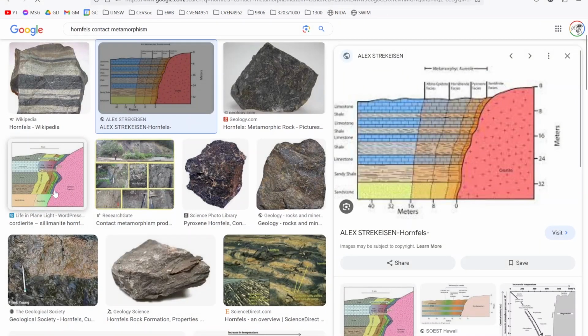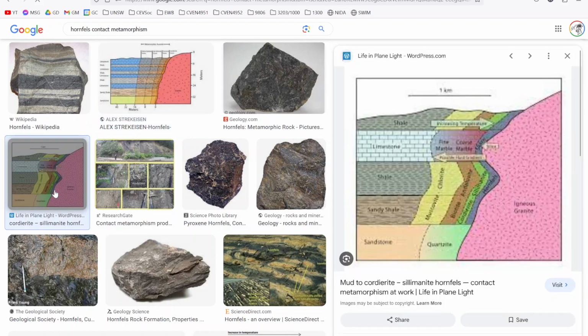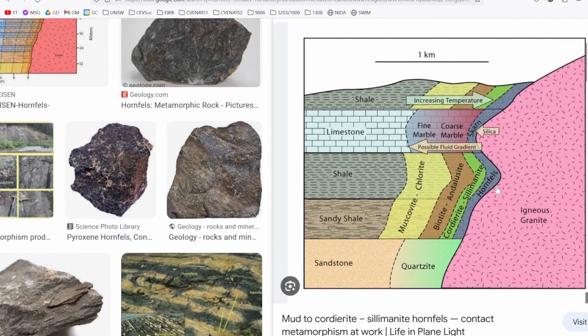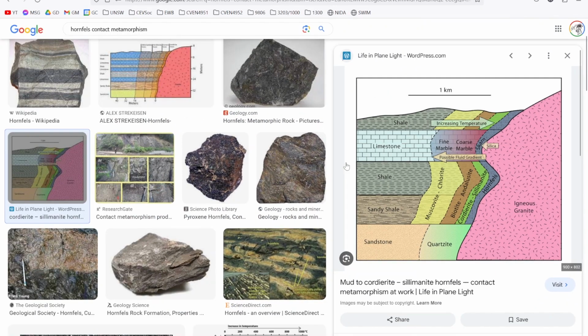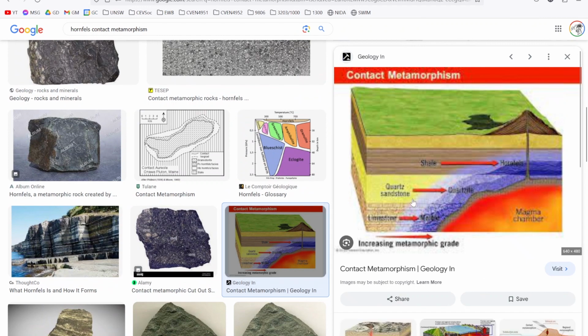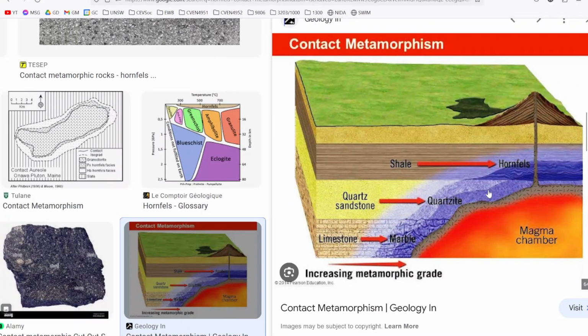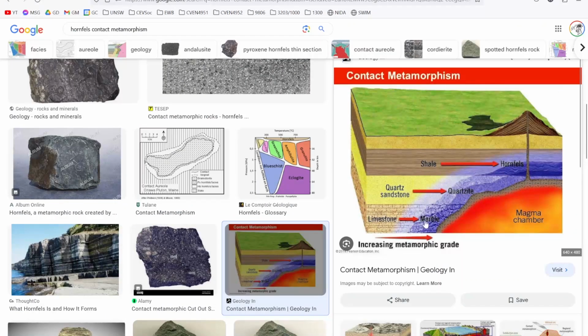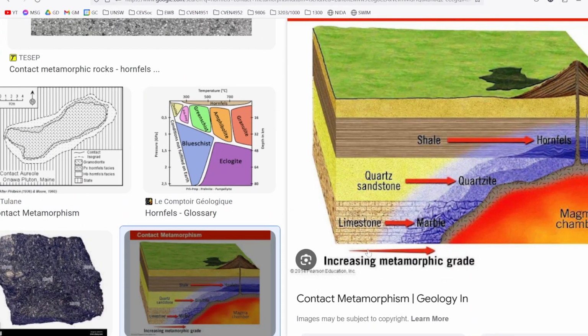It's not really a good example here that I can find. That's not a great diagram. Is this it? Yeah, here. So this shale layer, when it's near the magma chamber, becomes hornfels basically. Quartz sandstone becomes quartzite. Limestone becomes marble. Generally, these quartzite and marble are associated with contact metamorphism, not regional.